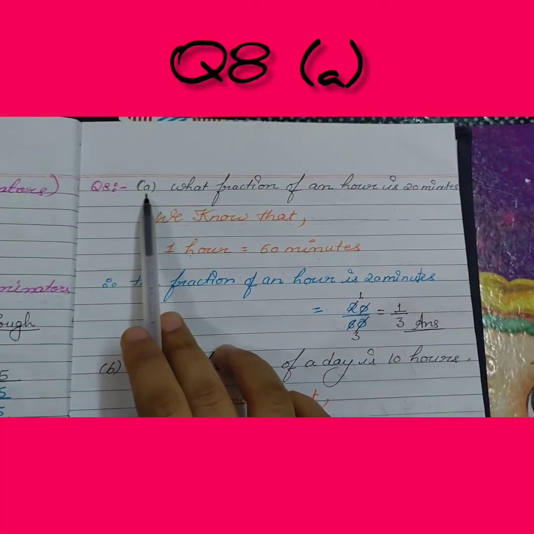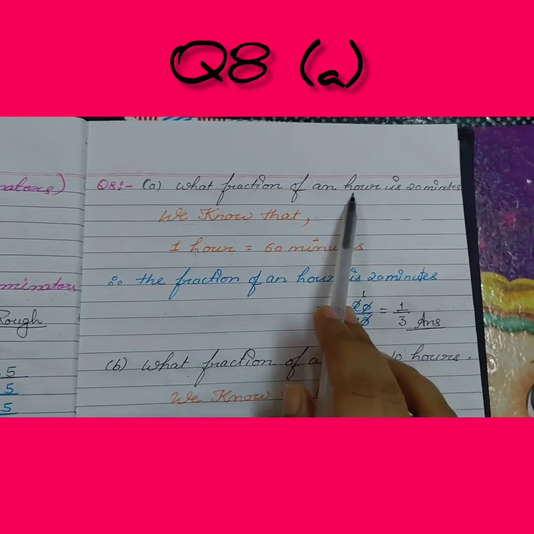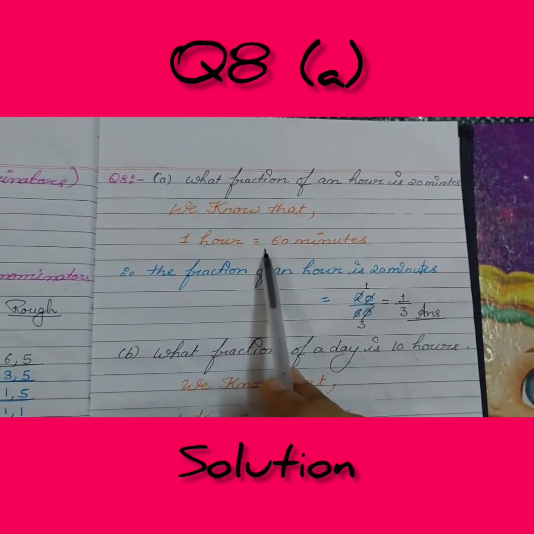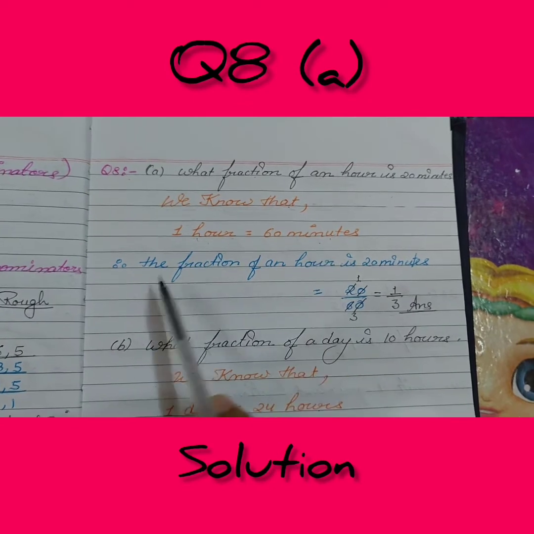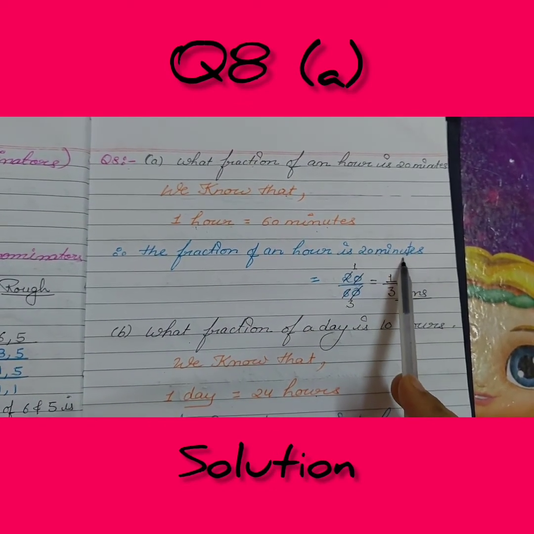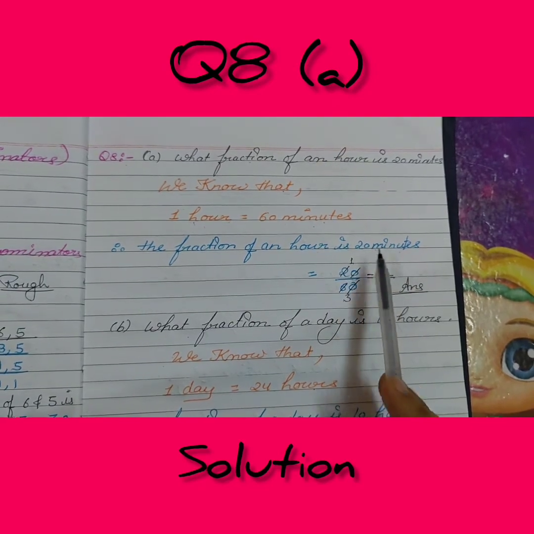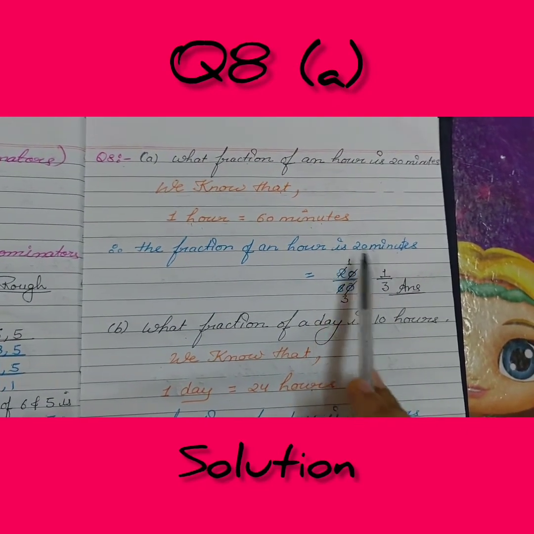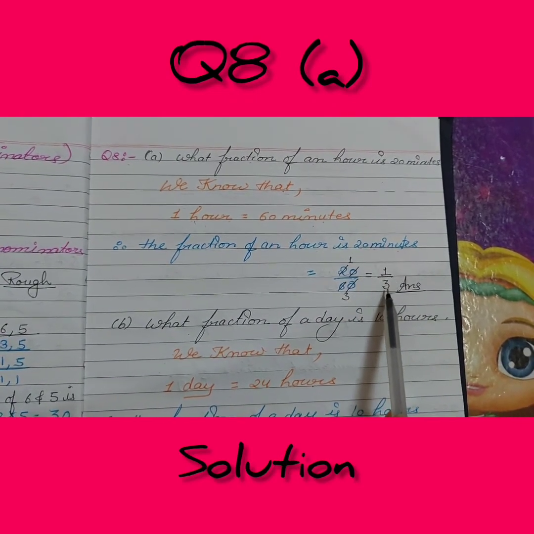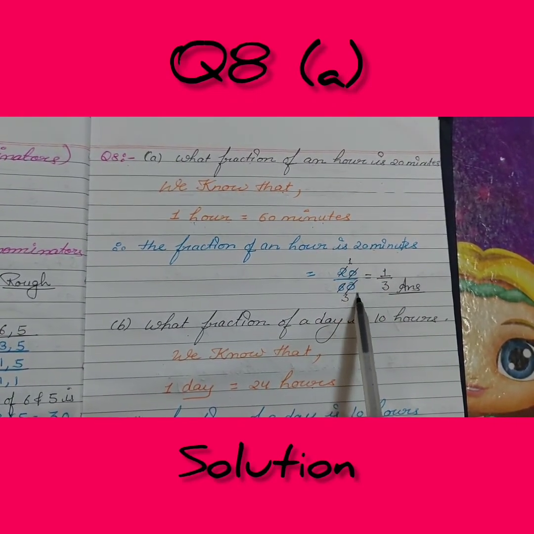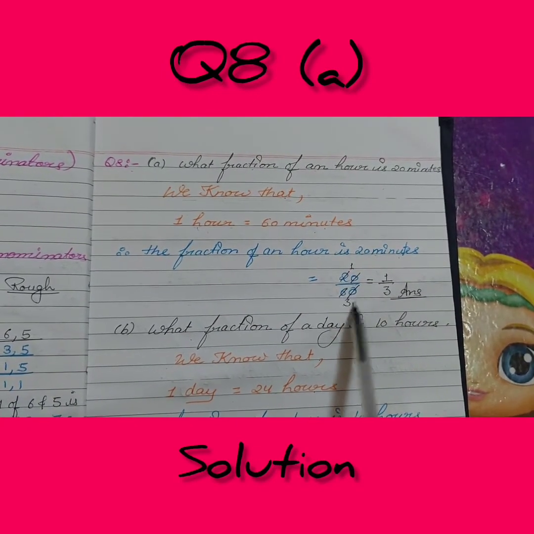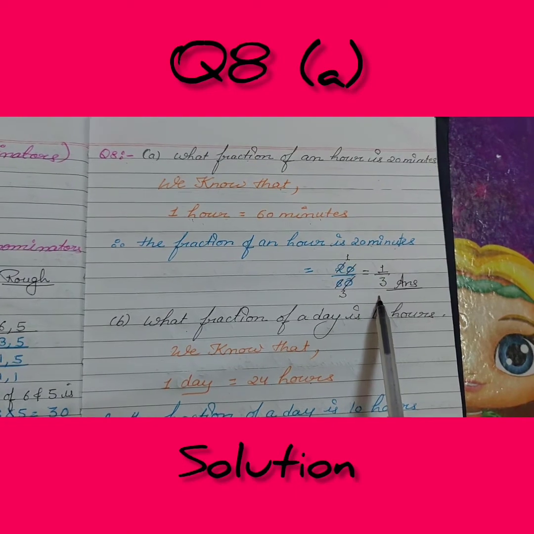Question number 8, A part. What fraction of an hour is 20 minutes? We know that 1 hour is equal to 60 minutes. Therefore, we have to find the fraction of an hour that is 20 minutes. So the fraction is 20 upon 60, because 1 hour is equal to 60 minutes. Therefore, our answer is 1 by 3. How do I get this 1 by 3 from 20 by 60? Cancel 0 by 0. Now 2 1s are 2, 2 3s are 6. So our answer is 1 by 3.